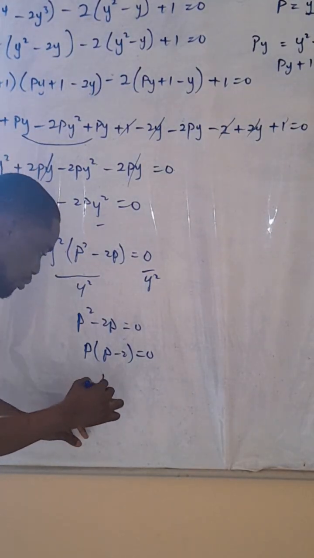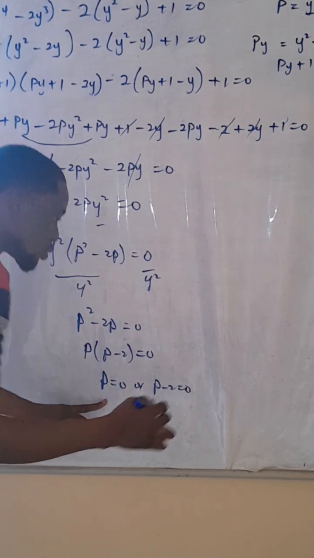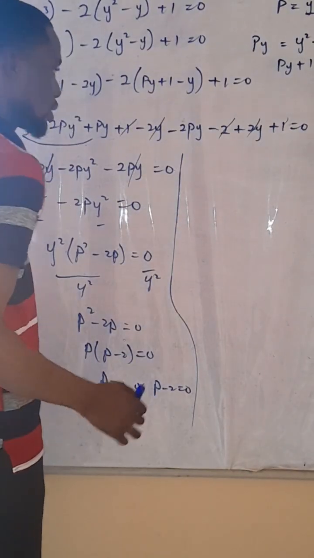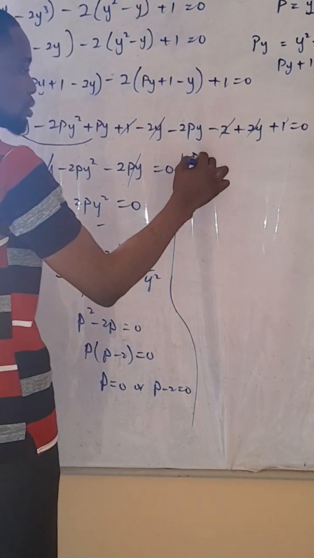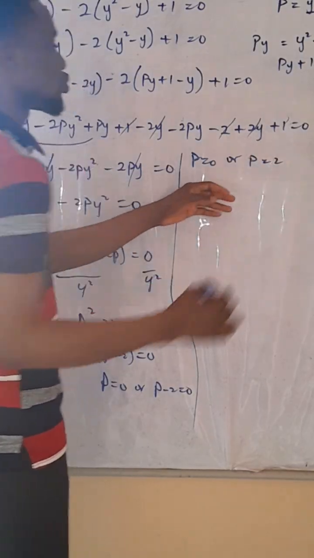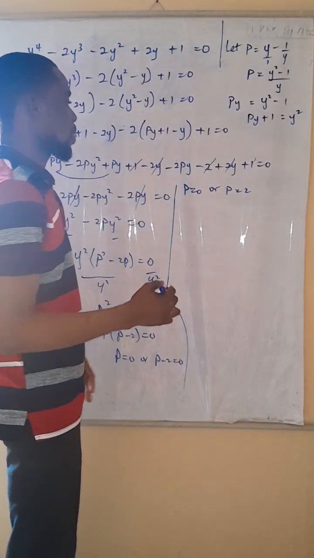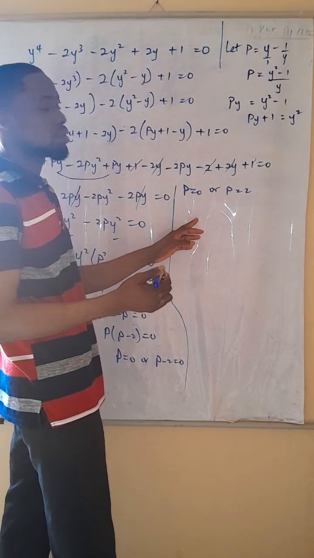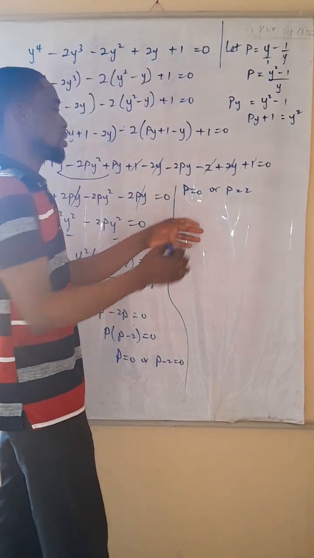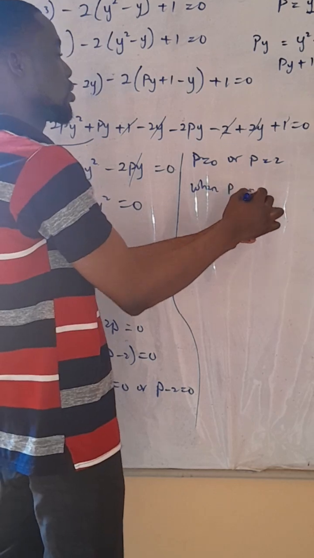So at this point, I can say p equals to 0 or p minus 2 equals to 0, which implies that what? My p is equals to 0 or p equals to what? 2. Because when minus 2 comes to the right, it becomes positive. Now at this point, what do I then do? Since I've got my p now, let me now get my y.